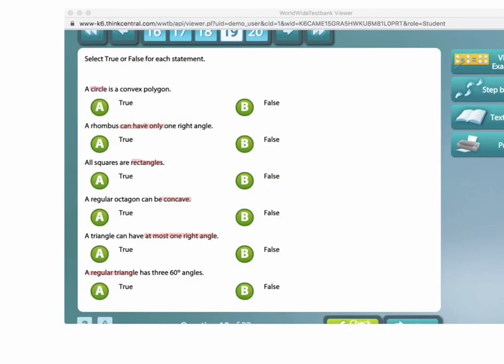All right, so we're just asking about some attributes. A circle is a convex polygon. Remember, a circle is not a polygon at all because polygons have to have straight sides, and a circle has curved sides.